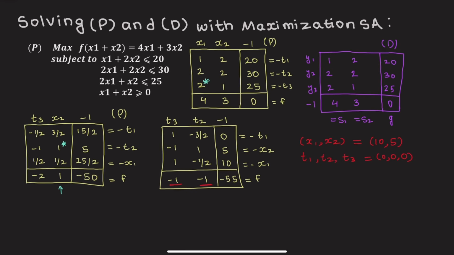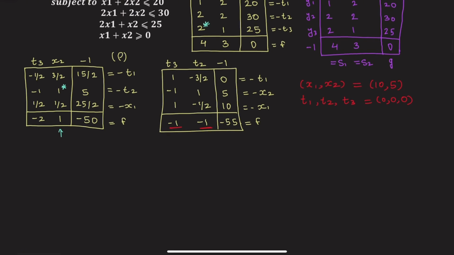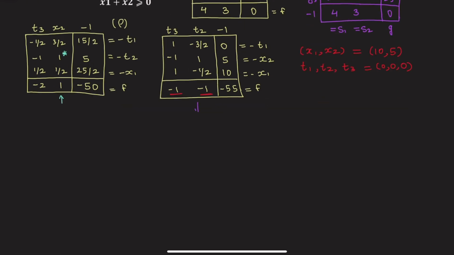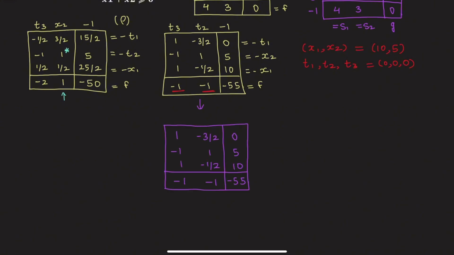Now for the dual problem, we will just switch the labels, so we will use the same table. We will just copy the values of the same table. On the left hand side it will be y1, s2, and s1, and this will be the -1 column, and here we'll have y3 and y2 and the function g.